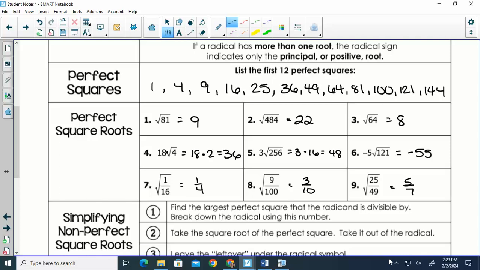The calculator is going to give you a decimal, but in many instances, you're going to be asked to find the exact answer in radical form. We don't want a decimal for our answer. So we have to learn how to rewrite that radical and reduce it as much as possible. So there's a series of steps that we need to go through.